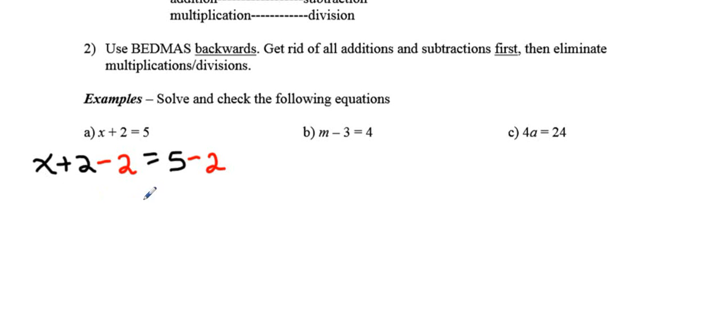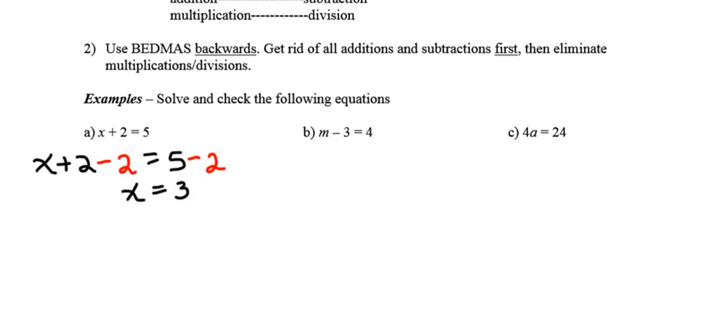Okay, in that way we know we've still got the x plus 2 equals 5. We've subtracted 2 from both sides, so we have not really changed the equation, because if you subtract 2 from both sides, then you haven't changed it. All right, and so if we simplify that now, we know that x plus 2 minus 2 is just x, and this is equal to 3.